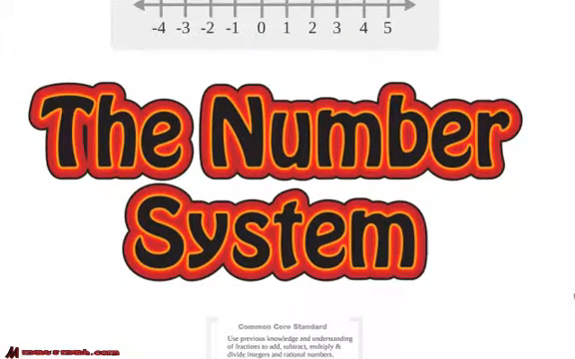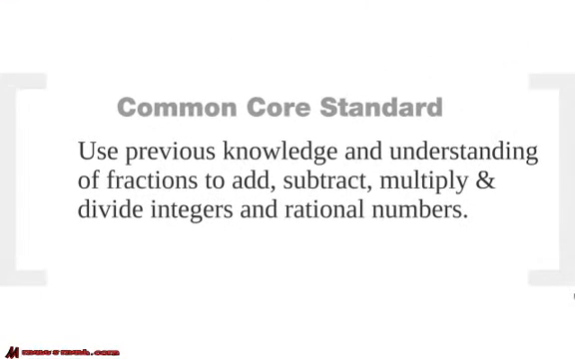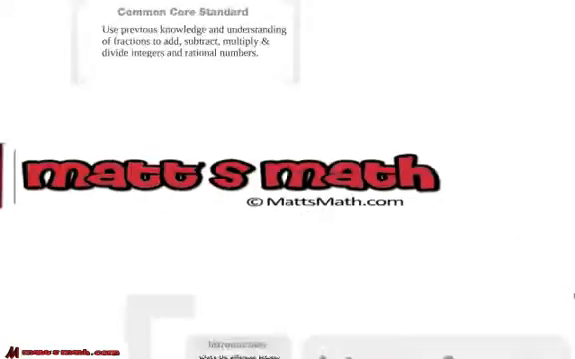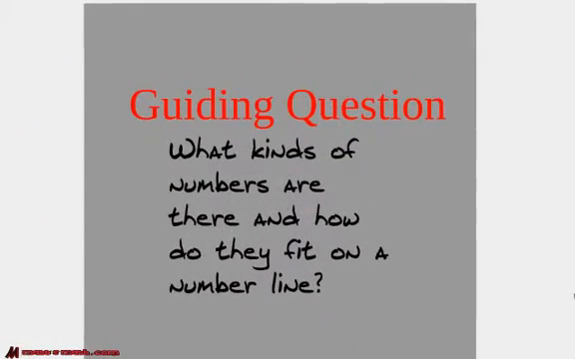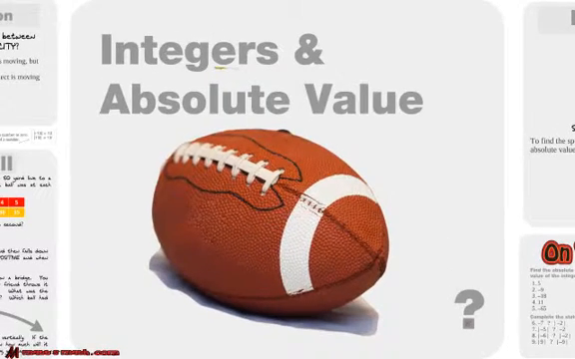We're in the Common Core Math standard of the number system, and we're going to use our previous knowledge of fractions, adding and subtracting, and dealing with rational numbers. Today, especially, we're working with integers and learning what those are. Our guiding question is: what kinds of numbers are there, and how do they fit on a number line? That's what you'll be able to answer by the end of this lesson. So let's jump into it.